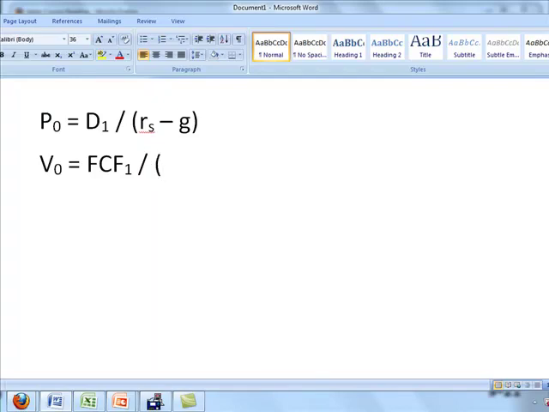The next term, instead of the required return on a stock, we're going to be using the weighted average cost of capital, because that's the required return on all of the cash flows collectively that the company produces. And then we're going to subtract off the growth rate, except this time that growth rate G is not a growth rate in dividends, it is a growth rate in free cash flows. So let's go ahead and apply that to this particular problem.